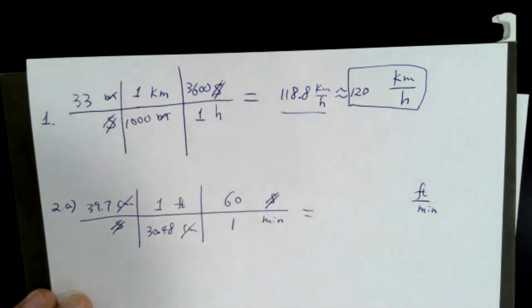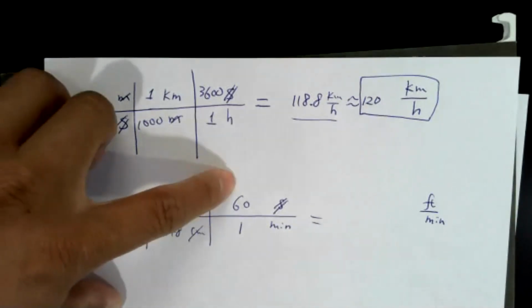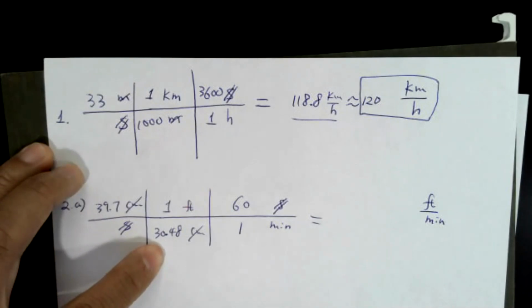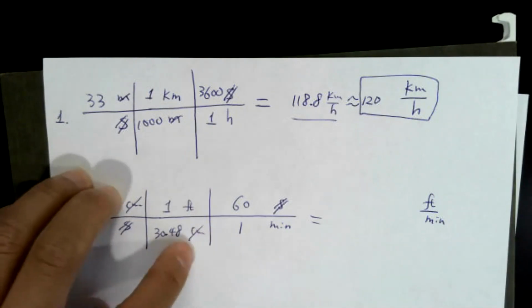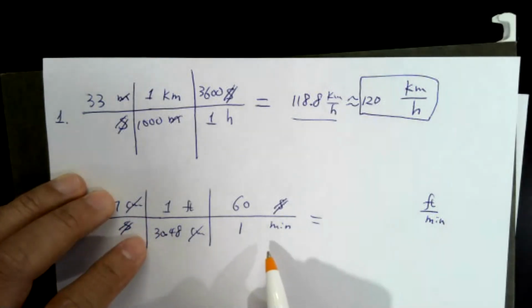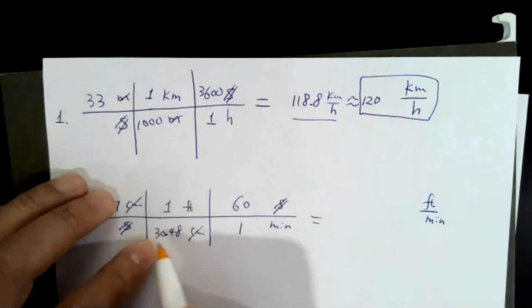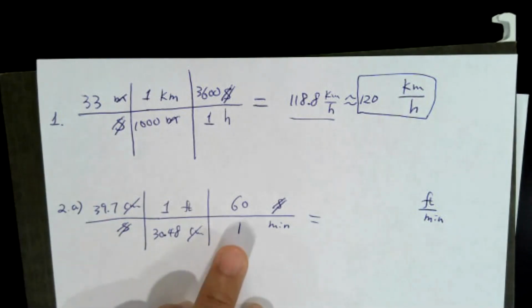Now you'll just be plugging those numbers into your calculator: 39.7 times 1 times 60 divided by 30.48, times 1. Remember when you type the numbers in the denominator in the calculator, you want to put parentheses there. That's a very common mistake people make. In this case it doesn't matter because this is 1, but if this is 2, you'll get different answers if you don't put parentheses there.